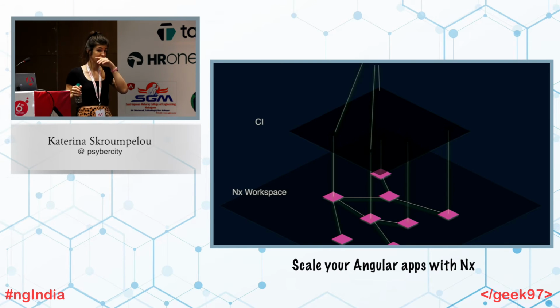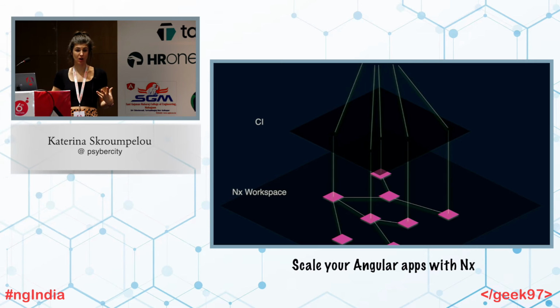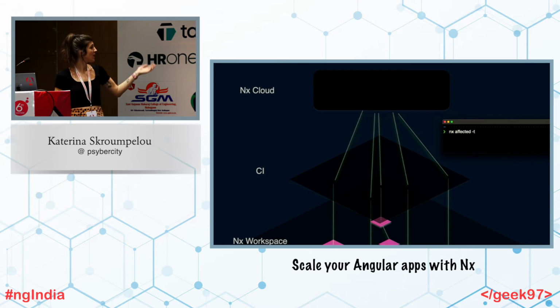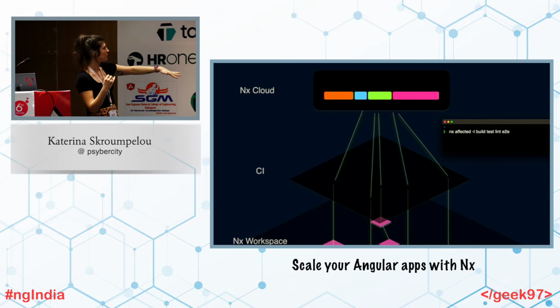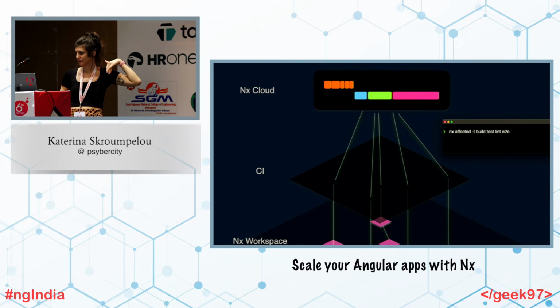Let's see this nice visualization now of how an NX workspace working with CI and working with NX Cloud has a very much better build time. So if you run, for example, the command nx affected build test lint e2e on your workspace, you have CI, and you also have NX Cloud helping CI.